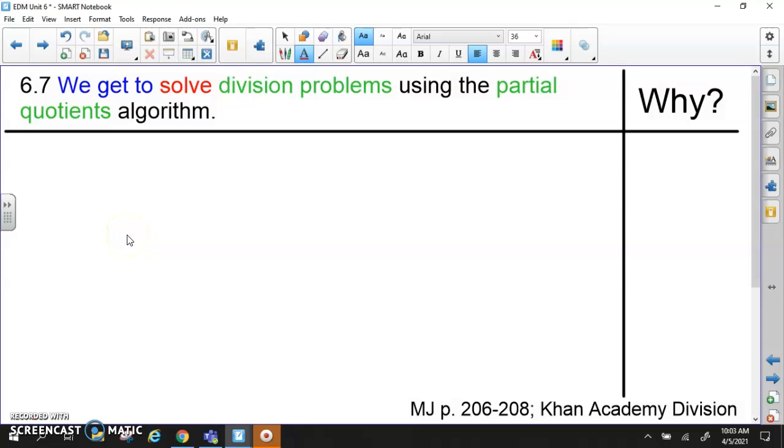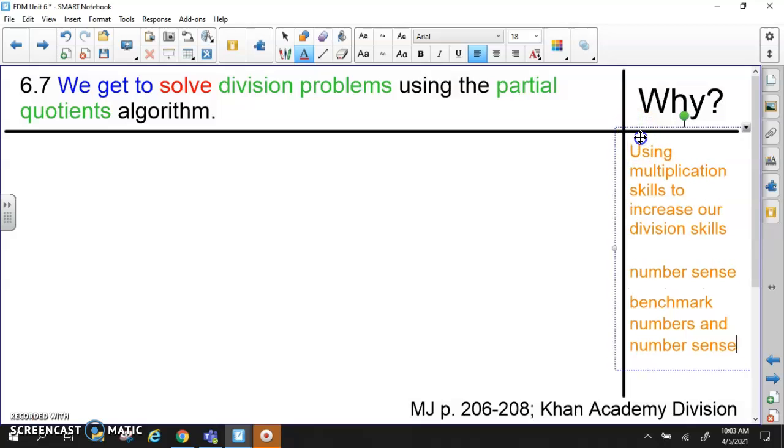All right, today we're going to work on 6.7, where we get to solve division problems using the partial quotients algorithm. You're going to recognize this. This is a little bit of review. The reason we're doing this is because we're using our multiplication skills to increase our division skills. We're continuing with that. We're building our number sense. Number sense means how numbers are related to one another. And we're using benchmark numbers.